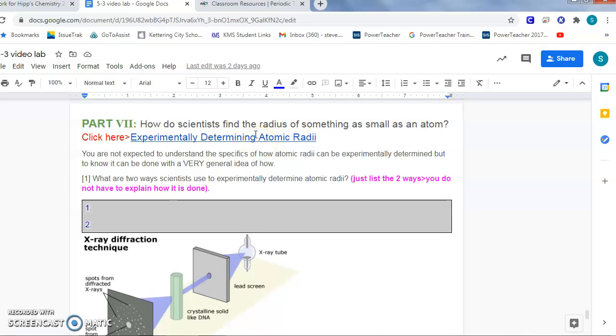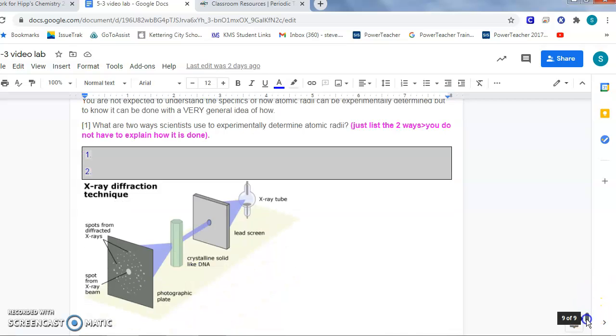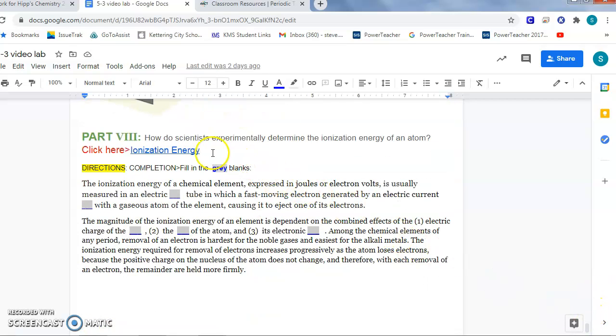And then finally, how do they actually know what the atomic radius is of atoms? How can they find that? Click on this and it'll tell you how they can find the atomic radii, something so small. Now you don't have to understand it, but just click and tell me how they do it. And then how did they find ionization energy? Click on that link, fill in the blanks of information provided on that link, and you'll be explaining how they find ionization energy.